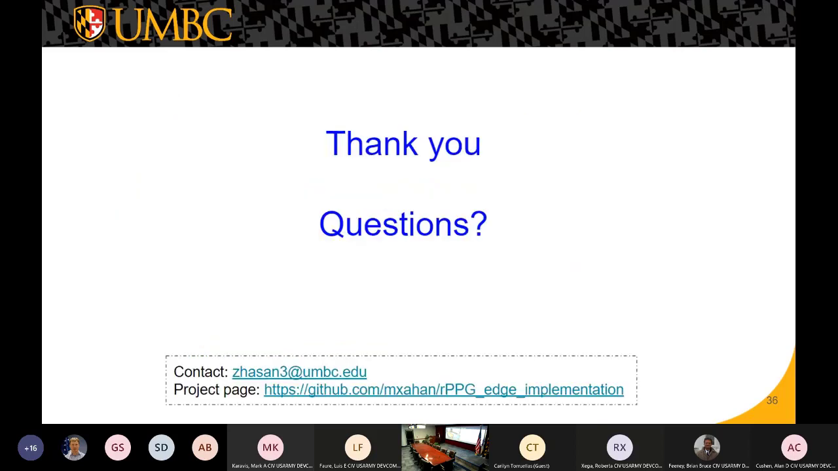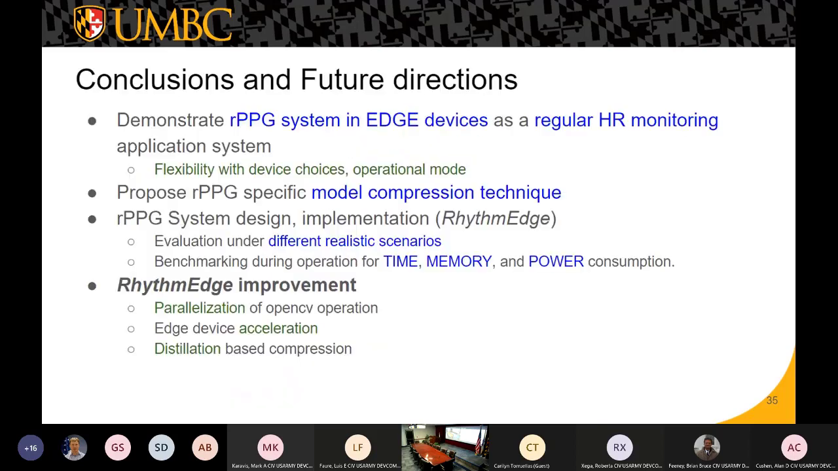Oh yeah, this is the slide. So finally, to wrap up our work, we demonstrated our RPPG device on 3 devices, and we proposed new compression methods, and we designed our models so that they can facilitate this RPPG technology inside devices.